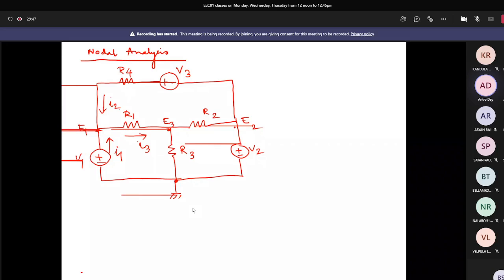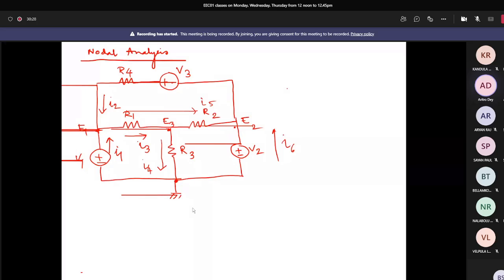So first we'll draw the current through it. One will assume in this way, I1 from this source, I2 from V3, and then that is passing through R1. Because I1 plus I2, we have to take I3. If you wish, you can take I3 in the other direction, no harm in it, because when you solve it, ultimately you will get the proper direction. Then it is I4, then I5 from E3 to E2, and then maybe from V2 towards E2, there is I6.